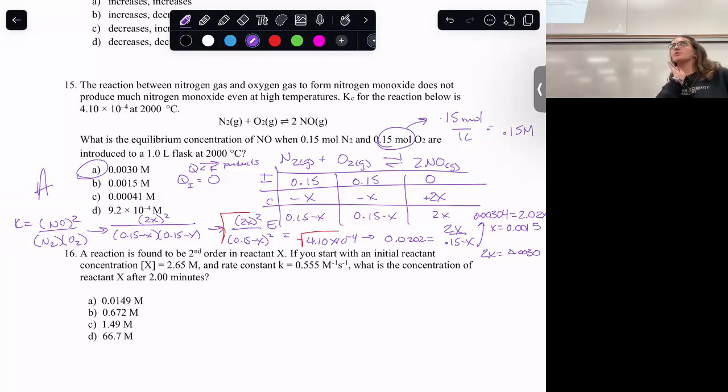If you made a mistake and just said plus x like I did, it came out to 0.003 the first time you solved for it. So I still got the right answer, but it should be 0.0015 for your concentration of x. Then you have to multiply by 2 to get to your concentration of N2 or NO. Does that help you with 15? How would you solve for the concentration of N2 or O2 here? Yep, so you just take 0.15 minus 0.0015 to get your values there.